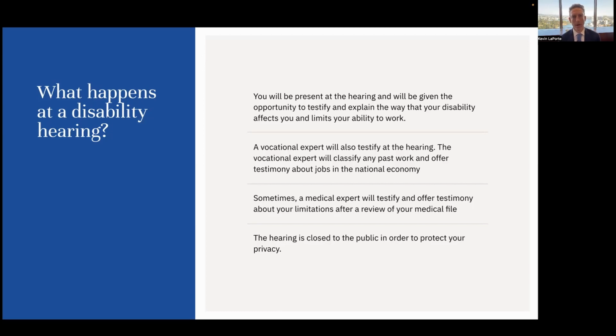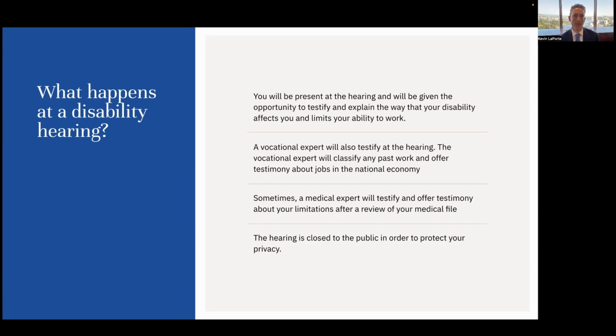But it's important to be aware the vocational expert doesn't have access to medical records. They're not the judge. They're not making a decision on anybody's case. Occasionally, too, a judge will decide to hire a medical expert to testify. So a medical expert is somebody who has never met the disability claimant, but they'll appear at the hearing and testify about the medical records in the case.